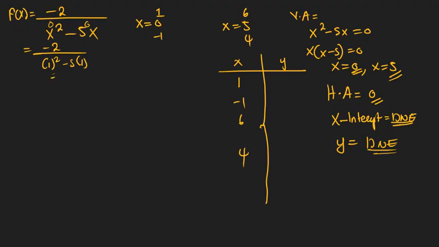So this is going to be negative 2. This is going to be 1 minus 5. This will be negative 2 over negative 4, and it will give us half. So already here you're getting 1 over 2. How about if you put in negative 1?